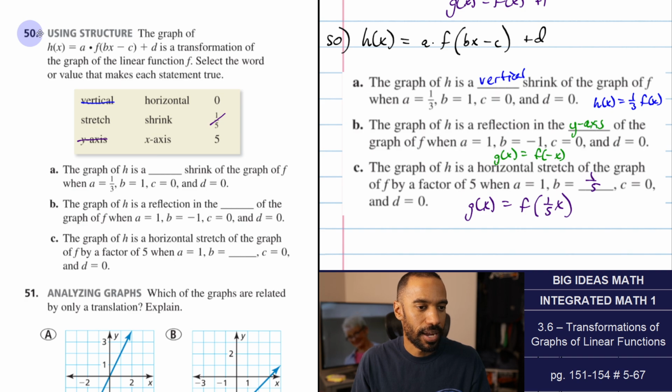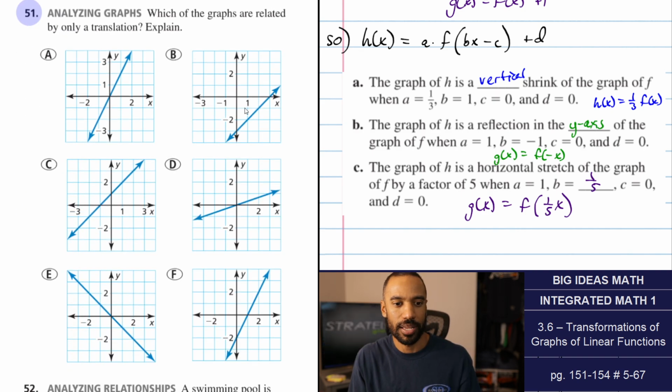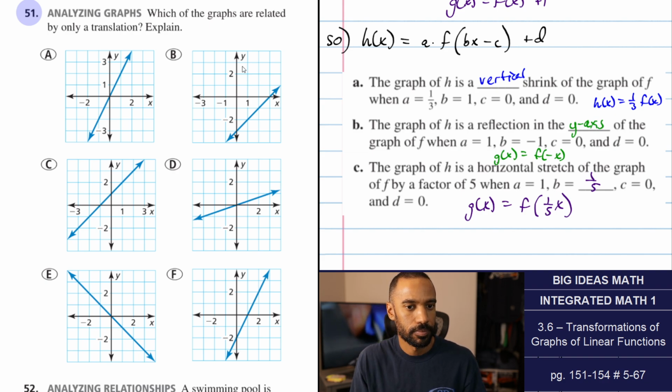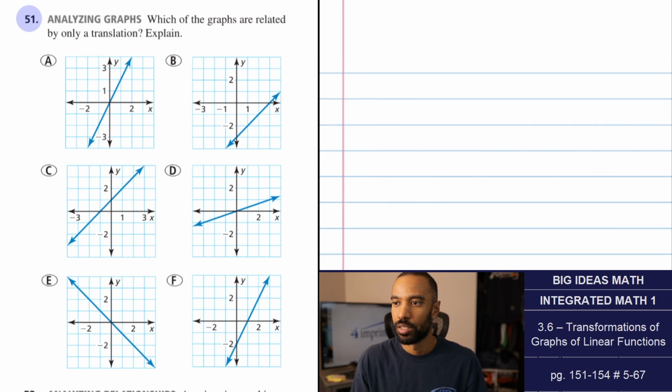Okay, number 51, analyzing graphs. Which of the graphs are related by only a translation? Explain. So we're matching sets of graphs together. How many are there? 6. So we're going to match, I guess, 3 pairs, or maybe more. I don't know. But we're finding ones that have the same slope.